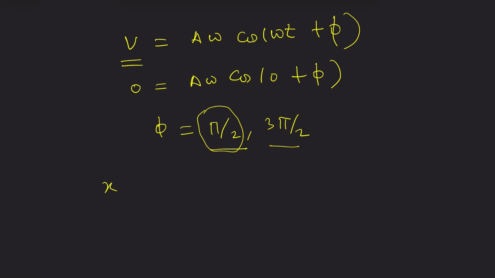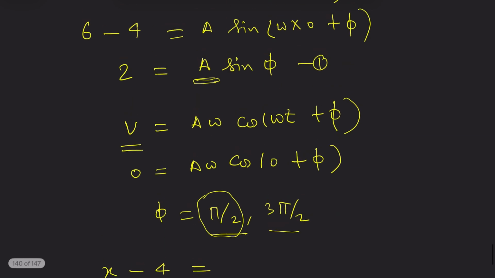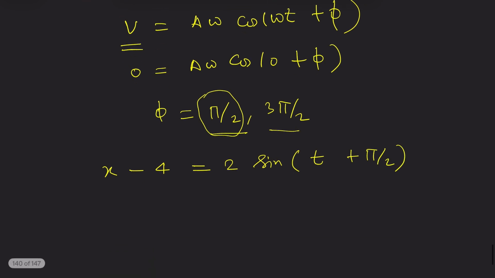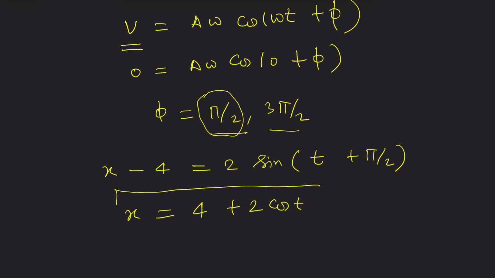So if I want to write down the particular solution, I will write x minus 4 is equal to, A is 2 only, so 2 sine(omega t plus pi by 2), where we got omega is 1. So t plus pi by 2. It means we can write x is equal to 4 plus 2 cos t. This will be our SHM solution. This will be the equation that the particle is going to follow throughout the motion. So this is your part 3.